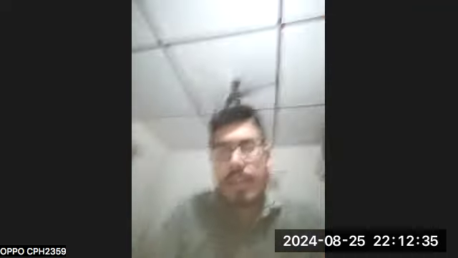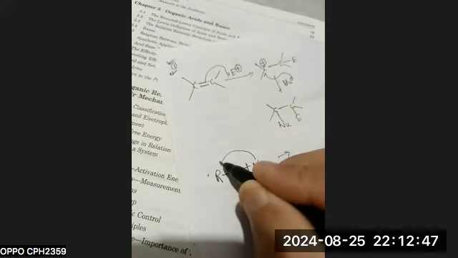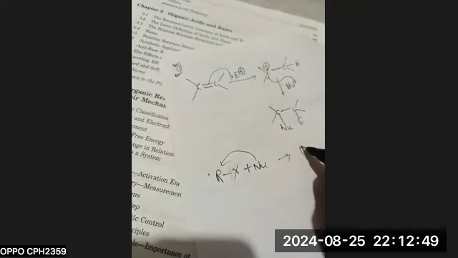Suppose I am taking an alkyl halide, and the halogen is a leaving group. Then this nucleophile attacks, and the product with the nucleophile will form. This is basically called substitution reaction.